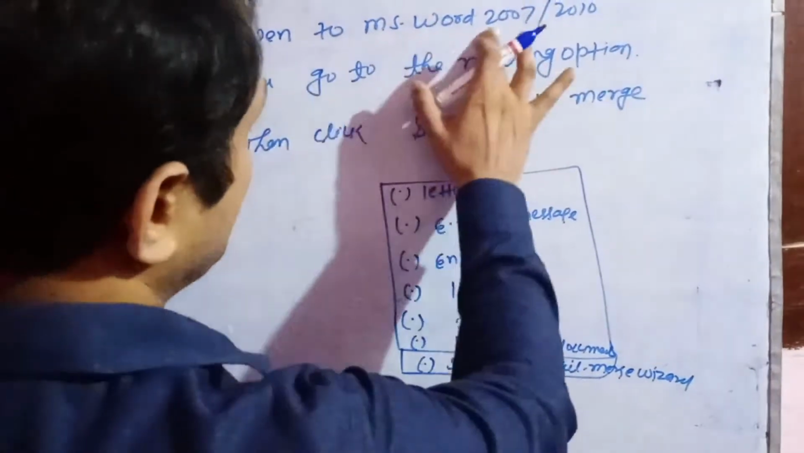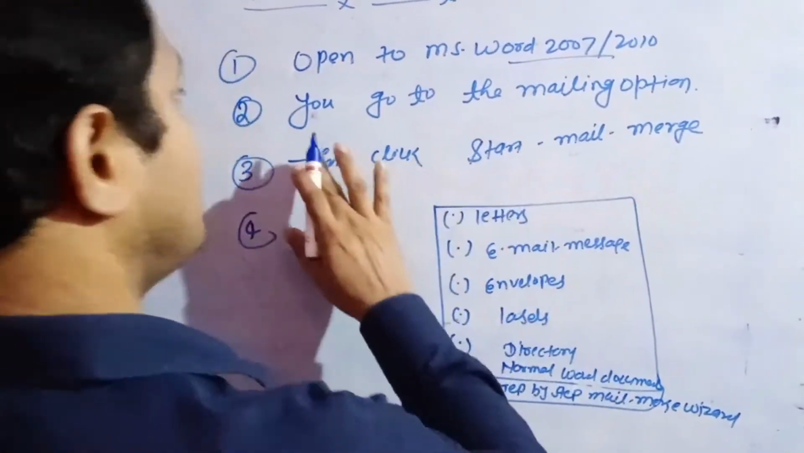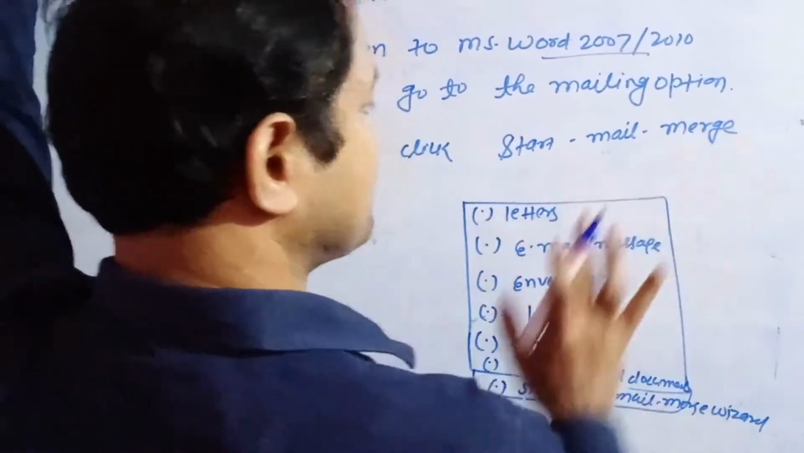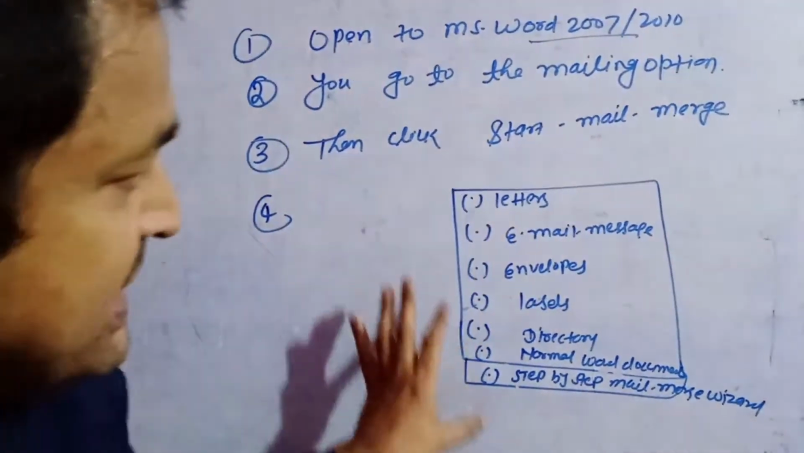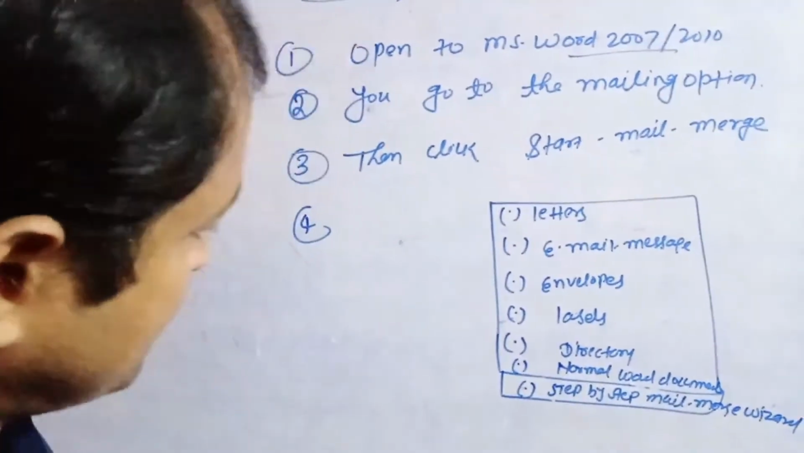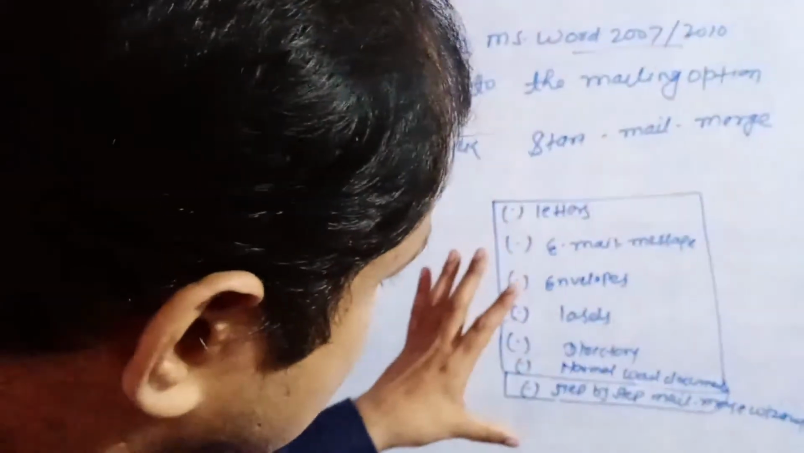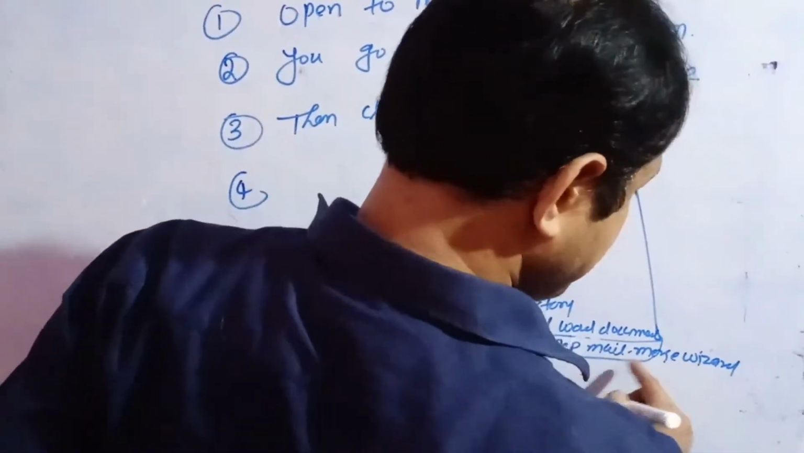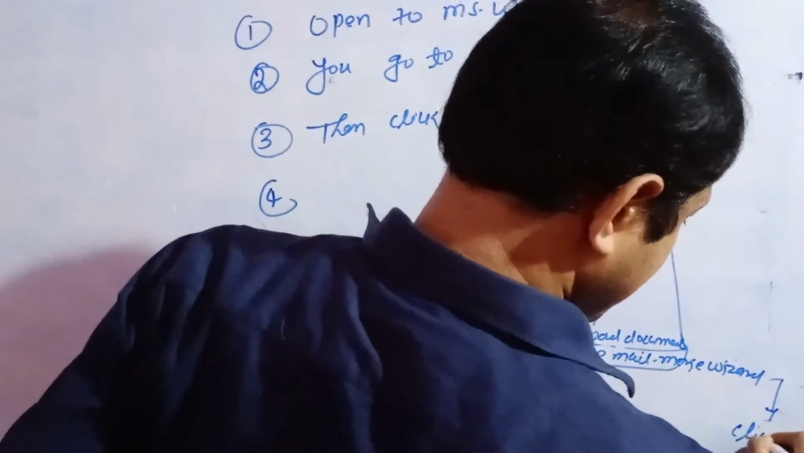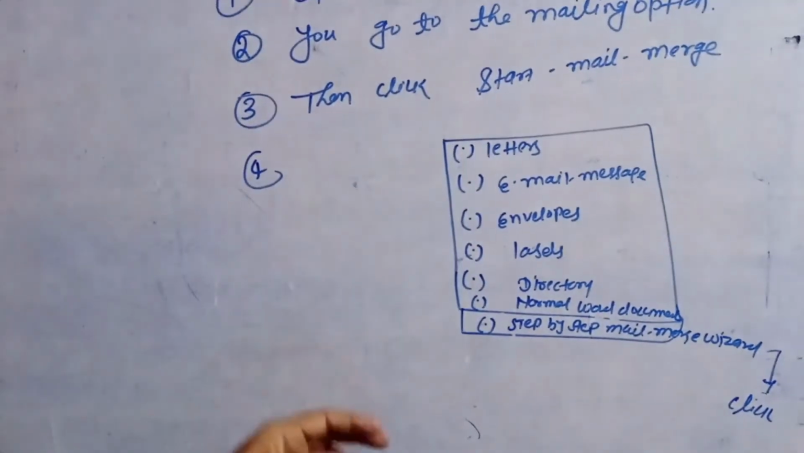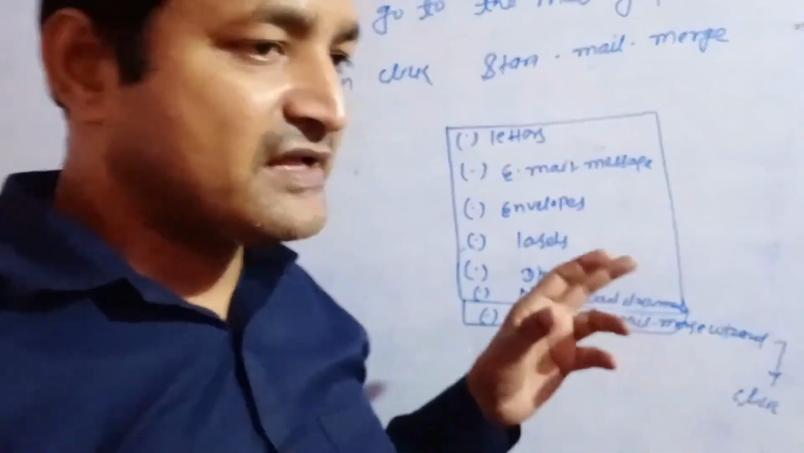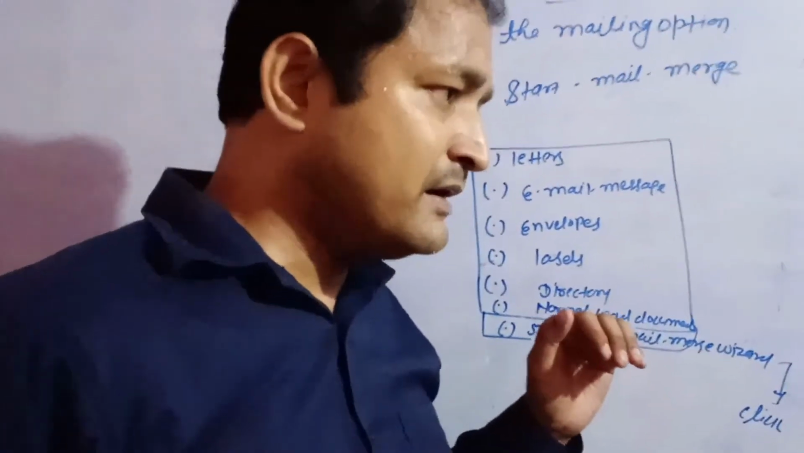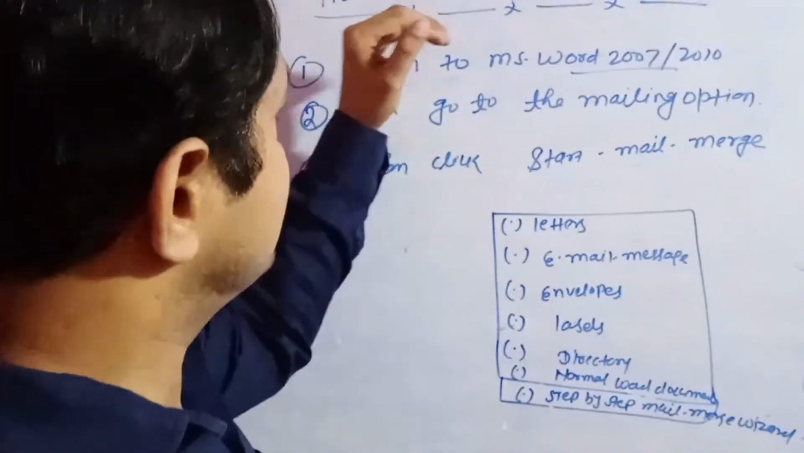I again repeat, go to MS Word 2007 or 10, no doubt. You go to the mailing option and click start mail merge. One dialog box appears in front of you. There are so many options involved in this dialog box, but you click the step by step mail merge wizard. Why click the step by step? Because this is for starting new users, and a new employee creates the mail merge.